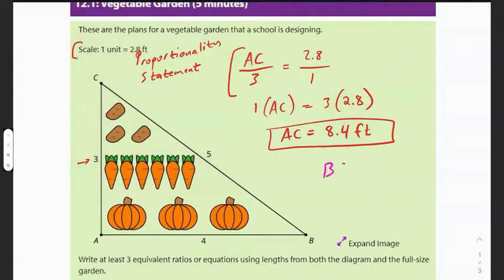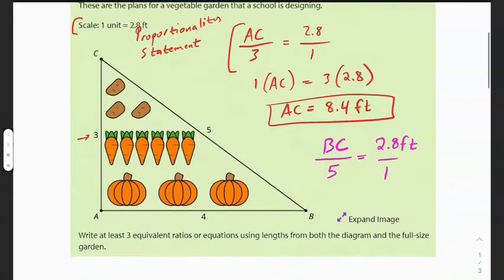So BC is what in feet? We don't know. We do know it's 5 units, and that is in relation to the scale, which means 1 unit is 2.8 feet. Notice how the numerators are the feet, and the denominators are the units of our proportionality statements. If you cross multiplied, you should have gotten 5 times 2.8 feet. And what do you get? You should get 14 feet.